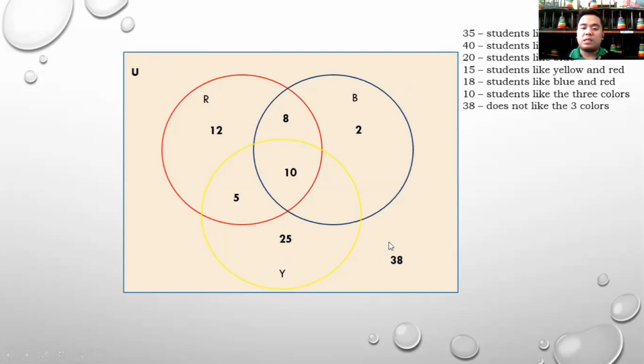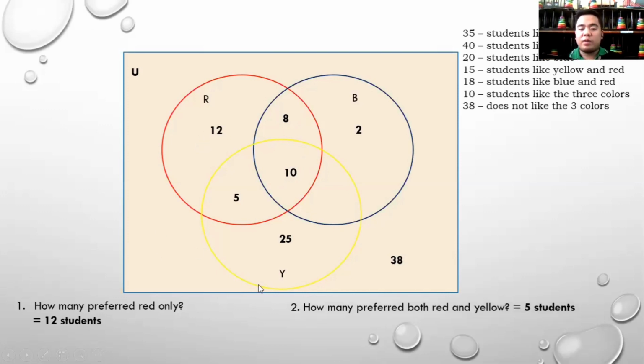So nasa labas sila. So for example, how many preferred red only? So red only. Yung red lang talaga. Wala nang ibang kombinasyon like red and blue, yellow, red and yellow. Wala nang ibang kombinasyon. Red only lang yung meaning, nag-select lang sila ng isa. Red lang yung chine-check nila. So only 12. Ito lang. Because itong 5, ano yung chine-check niya? Red and yellow. Ito namang 8, ano yung pinipili niya? Red and blue. Itong 10, red, yellow, and blue. So pag sinasabing red only, so only 12 students.